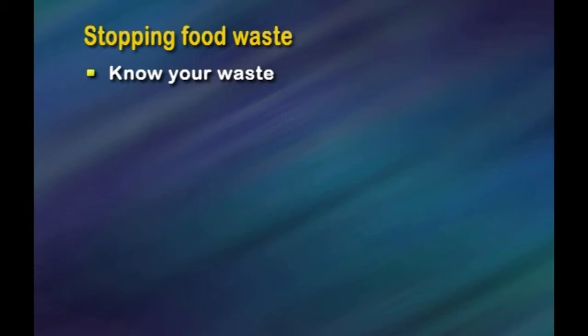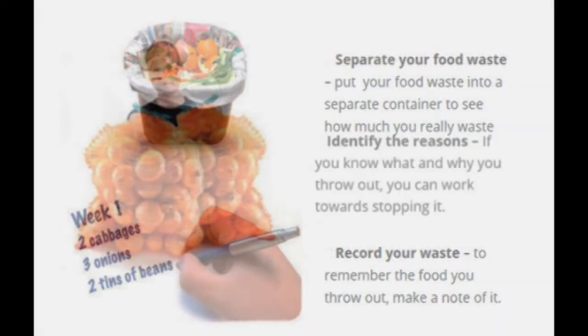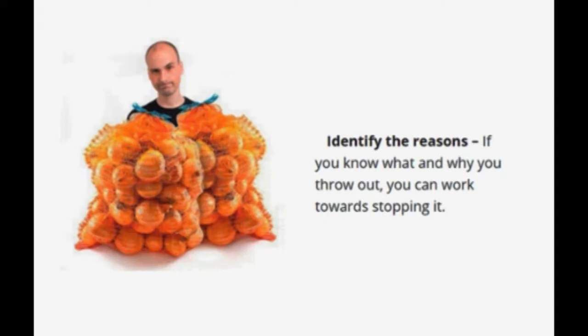The first step is know your food waste. To stop food waste, first become aware of what and how much you throw out. So the points under this step are: separate your food waste. Put your food waste into a separate container to see how much you really waste. Record your waste. To remember the food you threw out, make a note of it. Identify the reasons. If you know what and why you throw out, you can work towards stopping it.